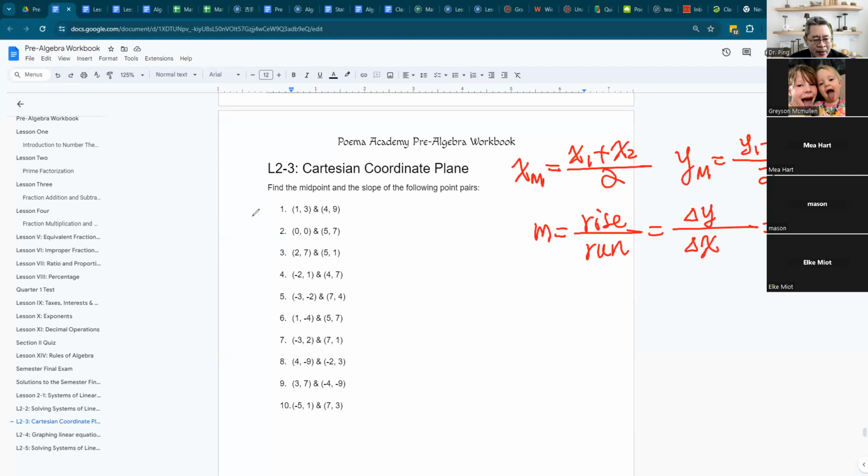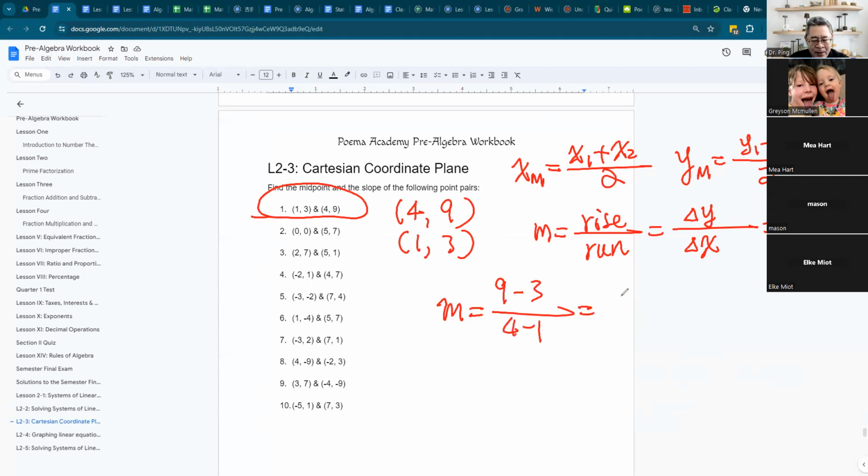So for this problem, let's see, our slope is the difference. You can write it as this, (4, 9) and (1, 3). So 9 minus 3 over 4 minus 1. So we got 6 over 3, that's 2. So our slope is 2.